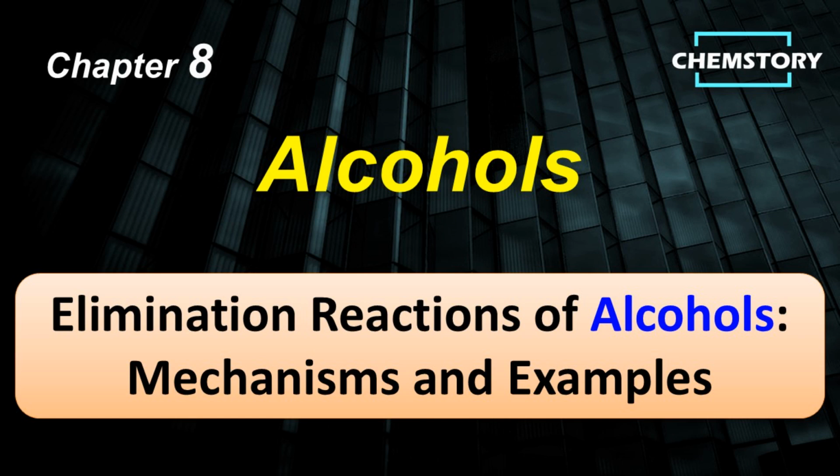Today, we're going to look at another key reaction that alcohols can go through, elimination. We'll see how alcohols are turned into alkenes, and we'll break down the mechanism one step at a time. By the end of this lesson, you'll clearly understand how elimination works, what kind of conditions are required, and how the structure of the alcohol influences the outcome. All right, let's jump in.